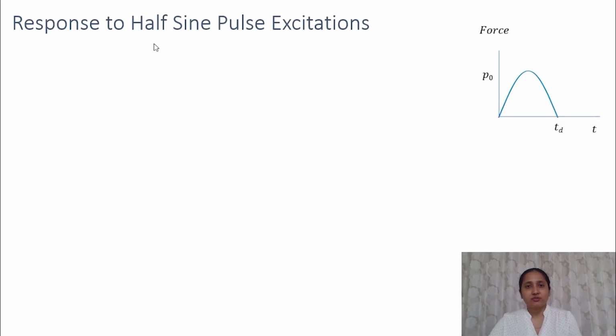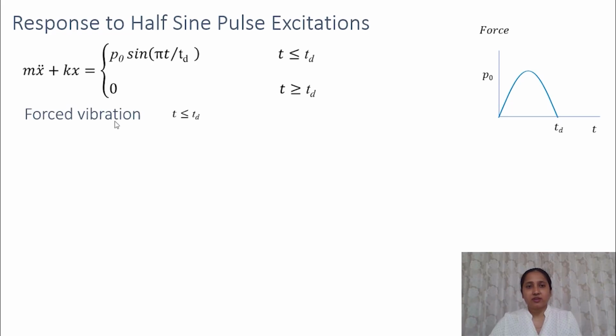So now let's see the response to another pulse excitation, that is the half sine pulse. The shape of the pulse is a half sine wave, the amplitude is p naught, and the duration of the pulse is Td. So we can write the equation of motion as this. When t is less than Td, the force will be p naught sine pi t by Td. So this is a harmonic force during this time between 0 and Td. So we can find the forced vibration response for t less than or equal to Td, that is during this time the system is under forced vibration.